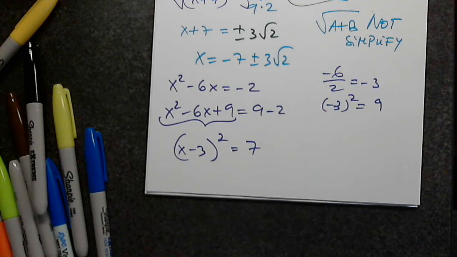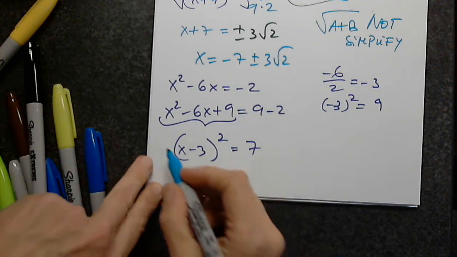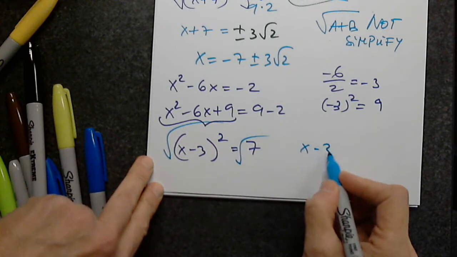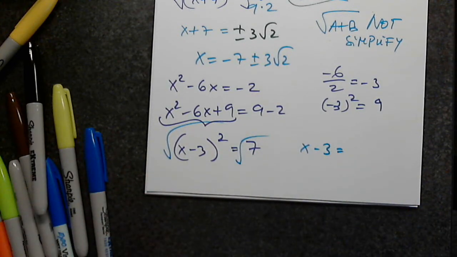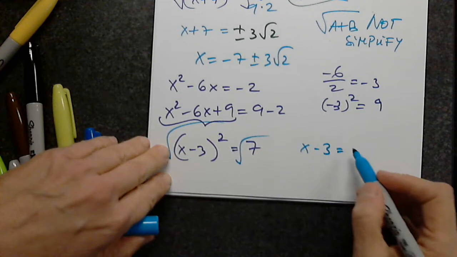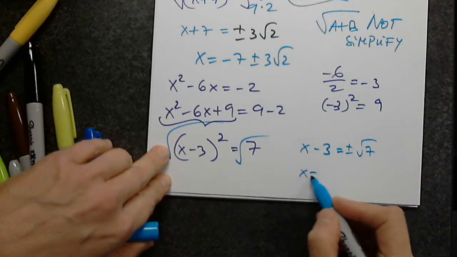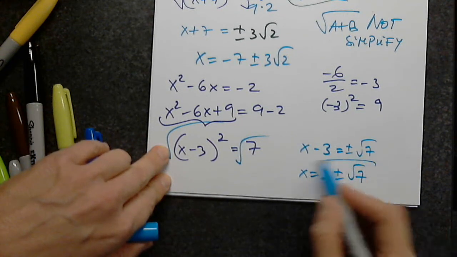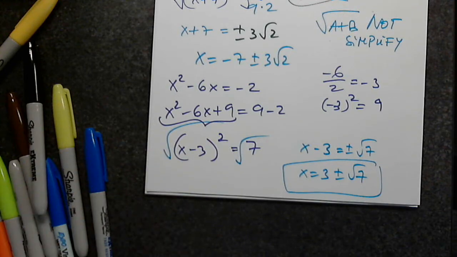No, but you're on the right track. But it's not squared, it's square root. Take the square root. So this is x minus 3 equals? Plus or minus. Very good. Plus or minus the square root of 7, and we get 3 plus or minus the square root of 7. This is the method of completing the square.